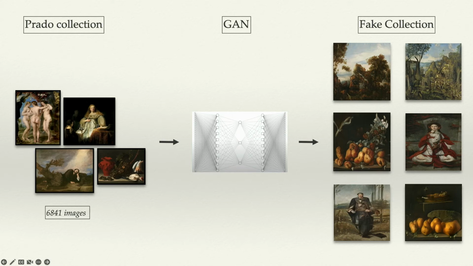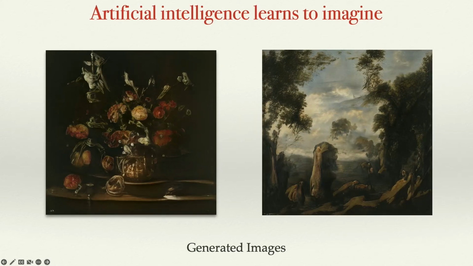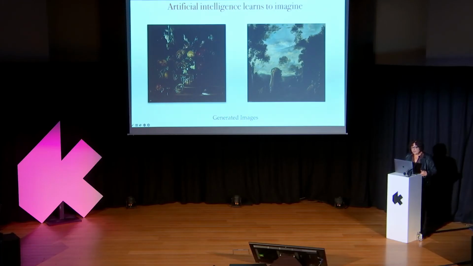In the Déjà-vu project, we have trained a GAN on about 7,000 images from the collection of the Prado Museum in Madrid. It's important to note that none of these generated images are the same as the real ones. The generator is essentially combining, mixing, and matching different features of images in the collection in novel ways based on random inputs. We want to remark that with GANs, artificial intelligence learns to imagine.